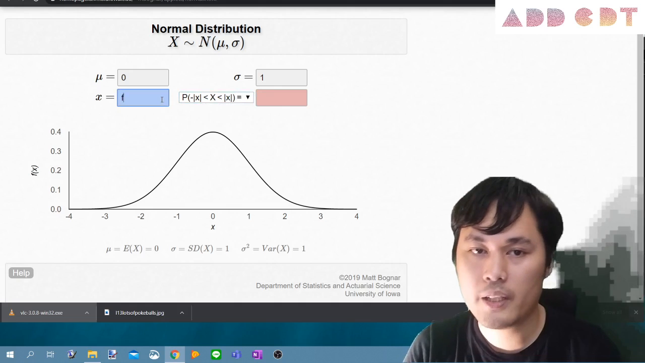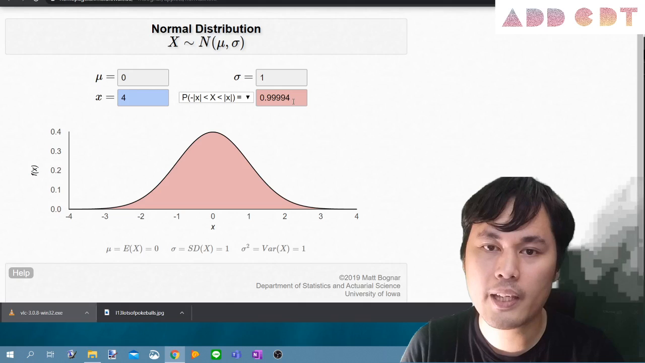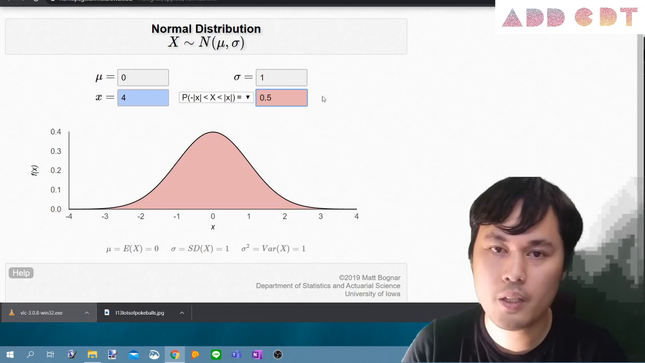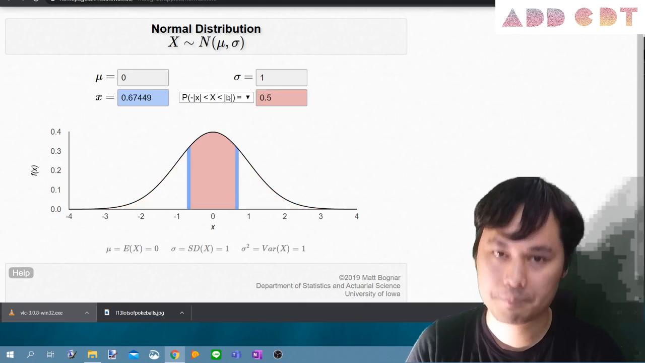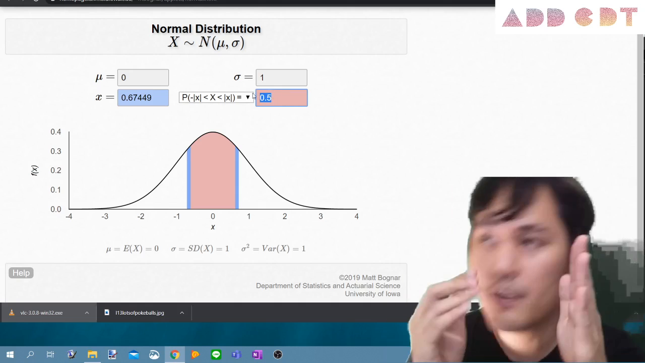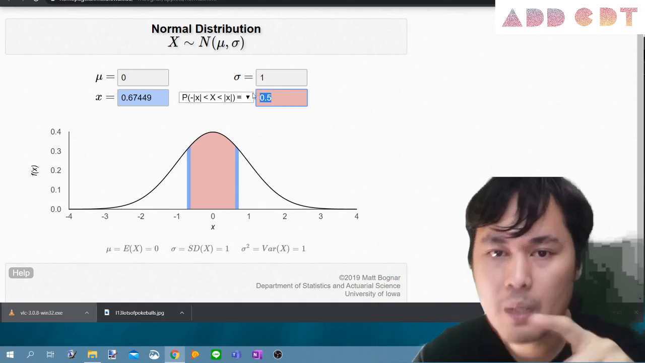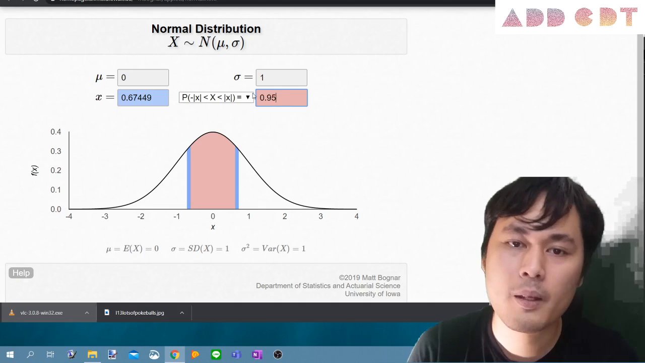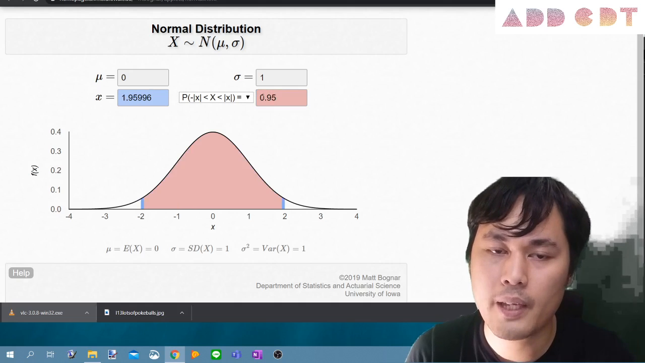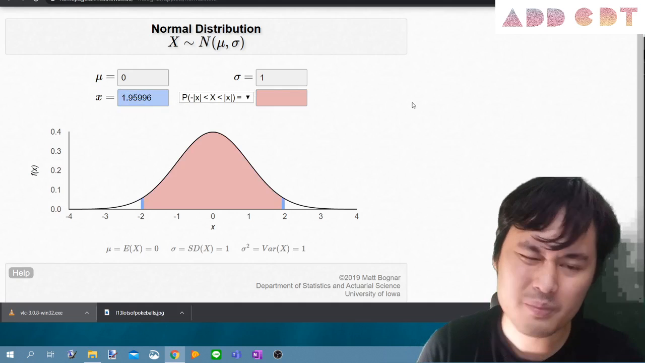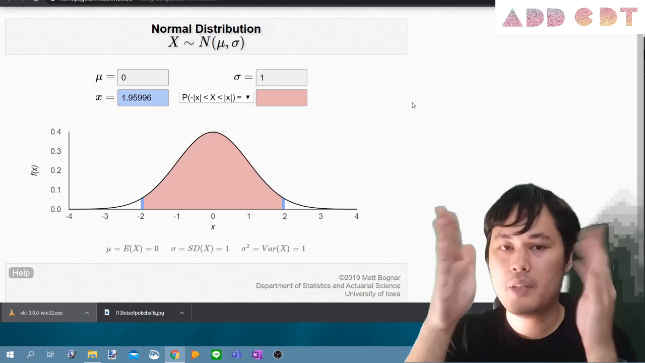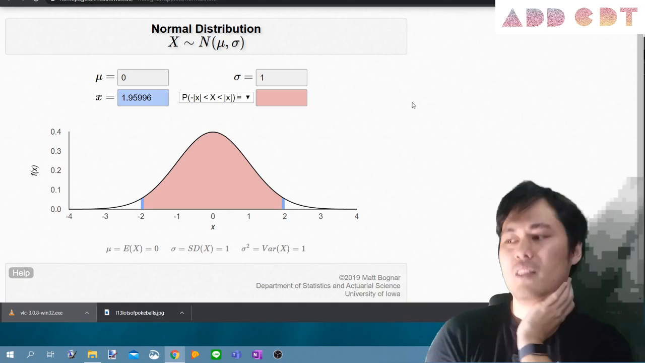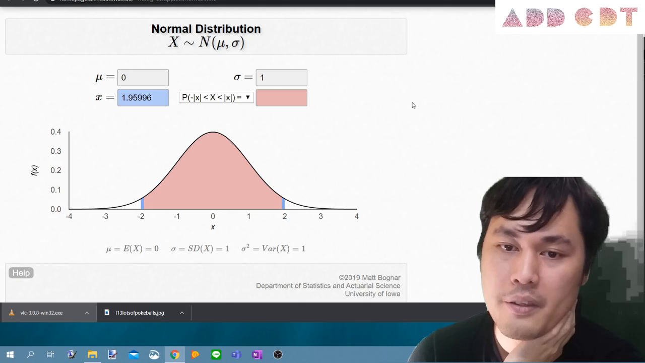You can either input x and get the area, or in reverse, you can put in the area and get the value of x. In this case, we want the area. We want the probability to be 0.95. So we put 0.95 here, then just click outside, and now it gives you the value of x. X is about 1.95996, which we're going to use as just 1.96.